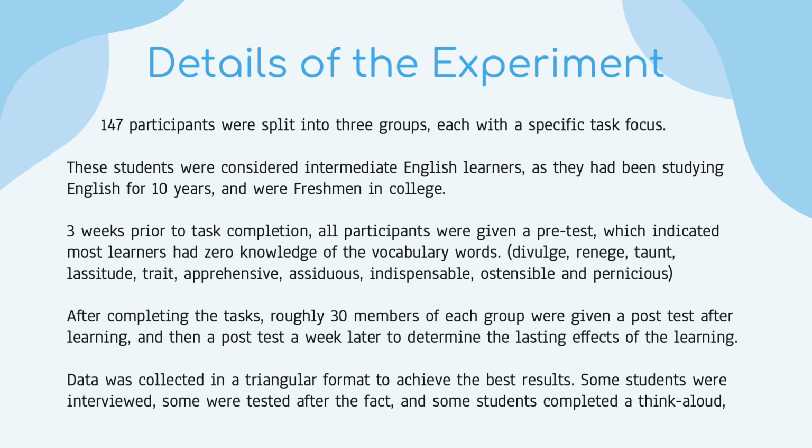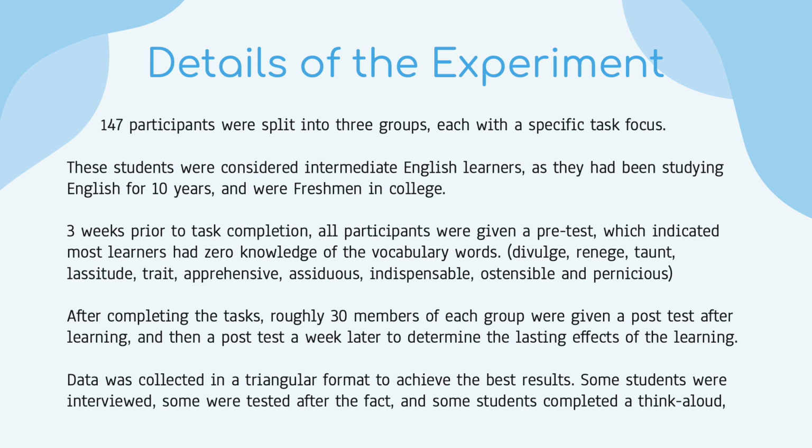147 students were split into 3 groups, with each group focusing on a specific task, being the closed sentences, the sentence writing, and the composition writing. Those students were considered intermediate English learners because they had been studying for 10 years. They were freshmen in college. They weren't younger children. They were somewhat experienced with learning English.